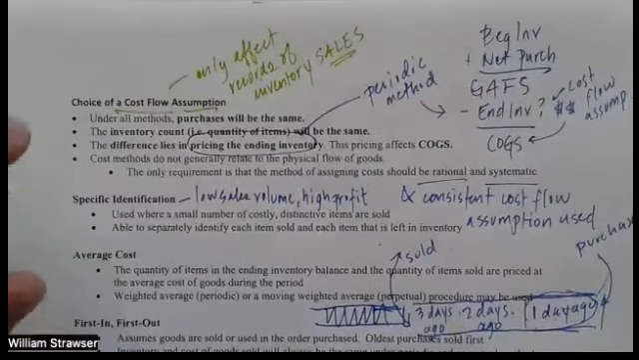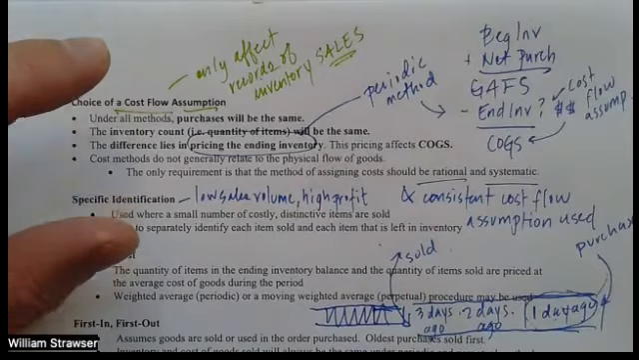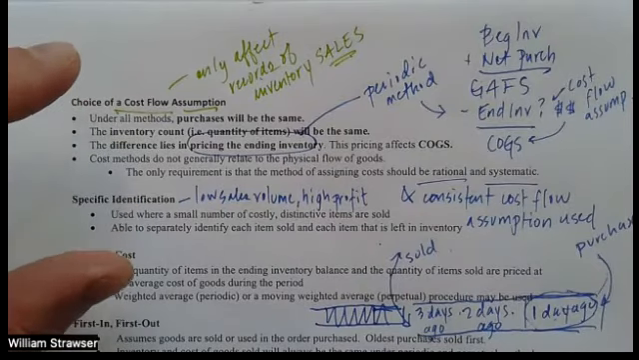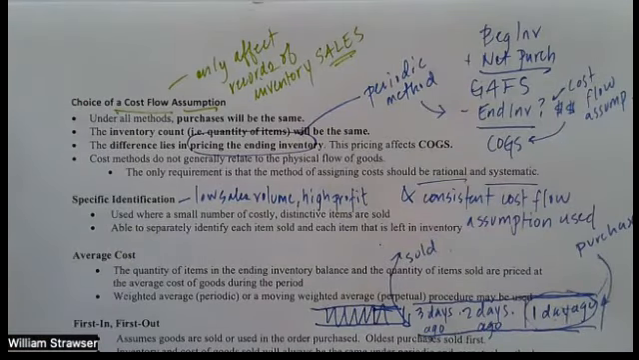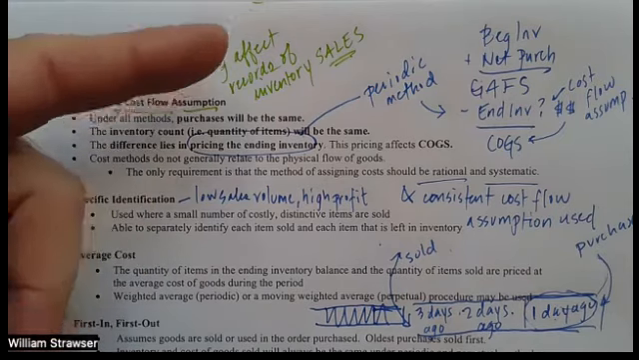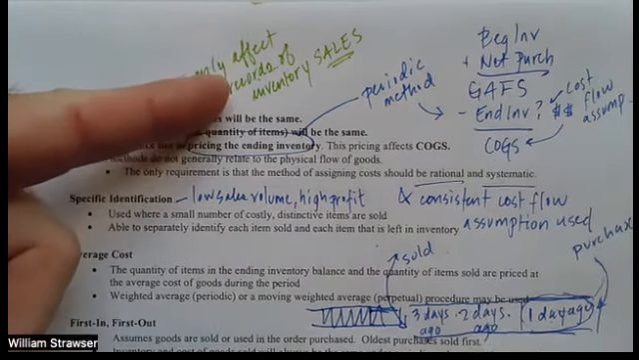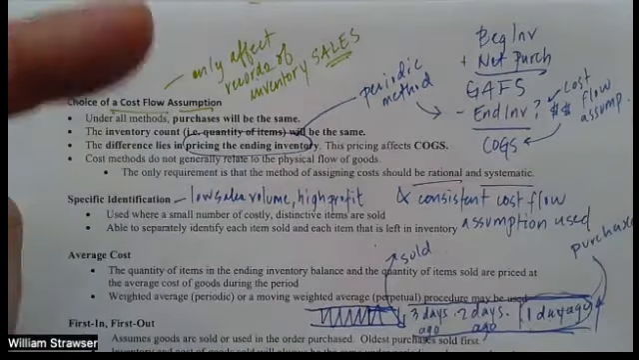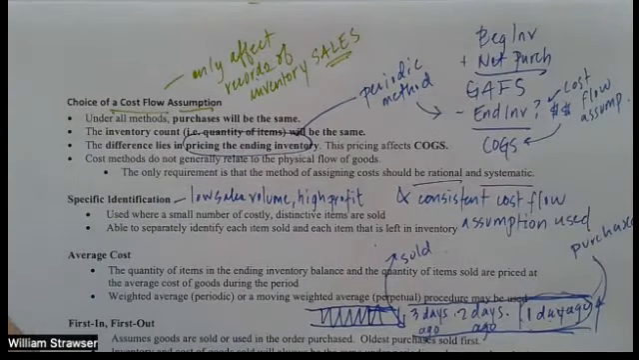I think people have more of an issue with this idea, the cost flow assumptions, and that they don't have to relate to the physical flow of goods. I can assume whatever I want. And also they have a little bit of an issue thinking about, oh, it's only affecting my sales. It's only affecting my debit to COGS, my credit to inventory. It does not affect at all my purchases.